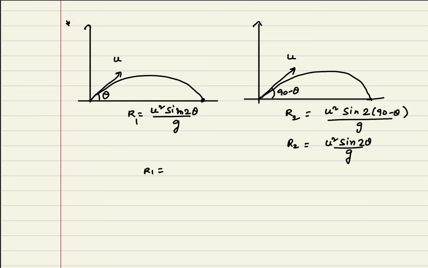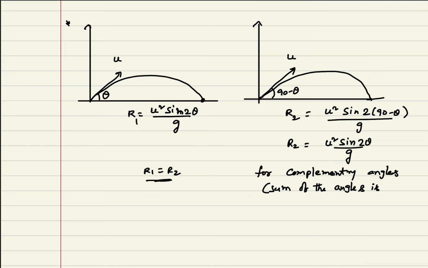So it indicates that R1 is equal to R2. R1 is equal to R2 will be there for complementary angles, where the sum of the angles should be 90 degrees. For complementary angles, the range is the same. What are the complementary angles? Like 20 degrees, 70 degrees. Next one, 45 degrees, 45 degrees.